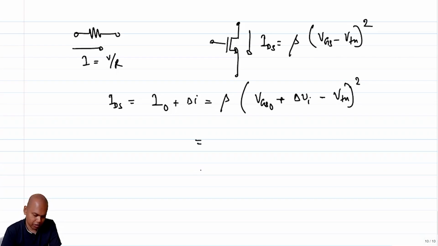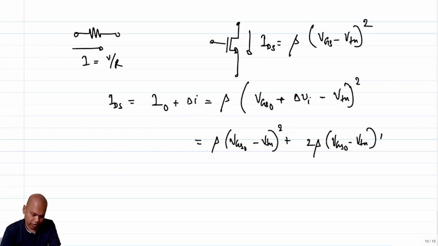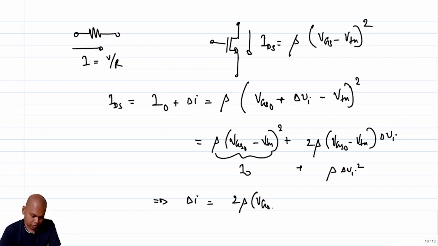I'm sure you have seen this multiple times in your analog circuit course, but I will still do it once. This is (VGS0 − Vth)² + 2β(VGS0 − Vth)ΔVi + βΔVi², right? So this is essentially I0, which means that your ΔI is 2β(VGS0 − Vth)ΔVi + βΔVi².